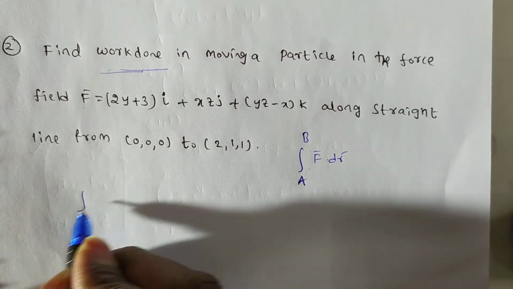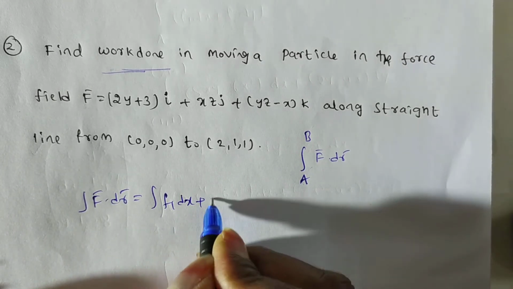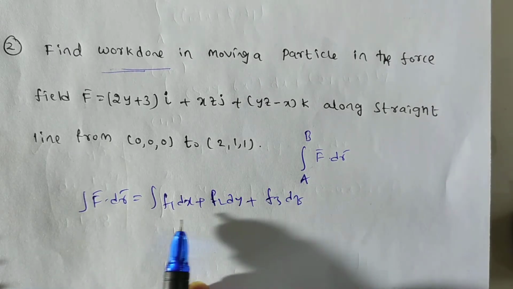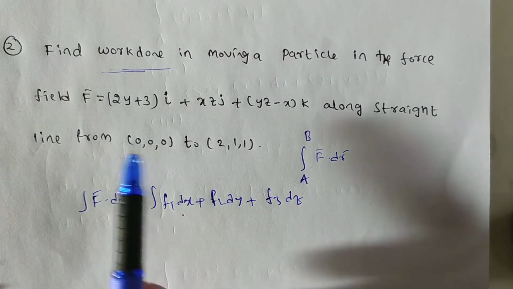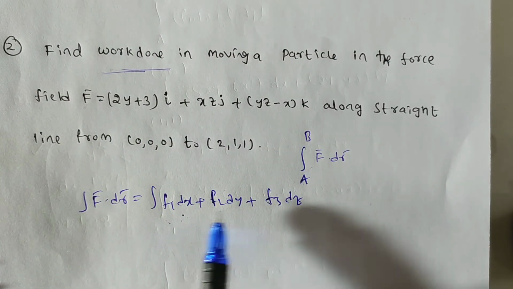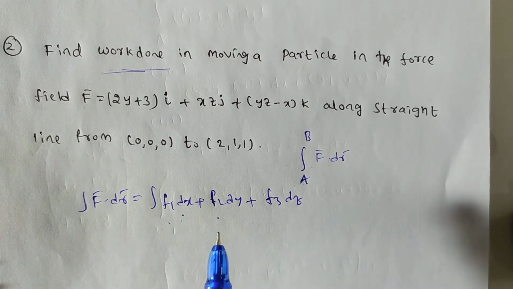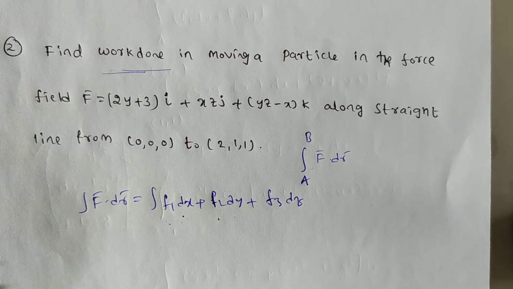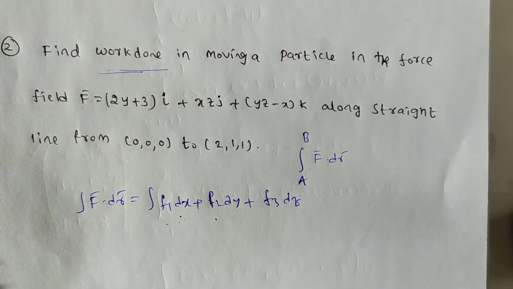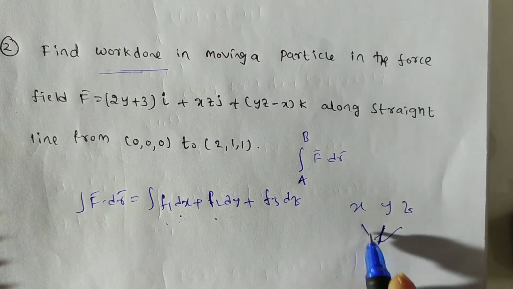One second, I will repeat again. The integral of F bar dot dr bar is equal to the integral of F1 dx + F2 dy + F3 dz. Here we are integrating F1 with respect to x, but F1 is in terms of y. Can you integrate y with respect to x? No. F2 is here in terms of x and z, but we have to integrate with respect to y. So it is not possible. In this case, we have to change all the variables into one independent variable, that is, the x, y, z variables have to be changed into only one variable.